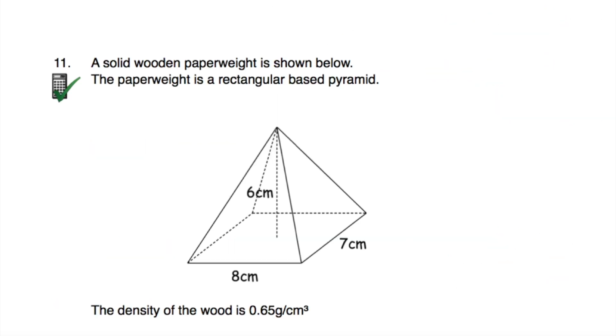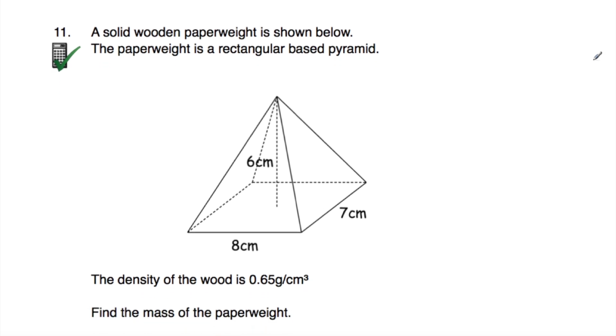Okay, let's look at our next question. Question number 11 says a solid wooden paperweight is shown below. And the paperweight is a rectangular base pyramid. The density of the wood is 0.65 grams per centimeter cubed. So every centimeter cubed has a mass of 0.65 grams. So we find the volume of this, and if we then multiply that by 0.65, we can find the mass of the paperweight. And that's what we've been asked to find, the mass of the paperweight.